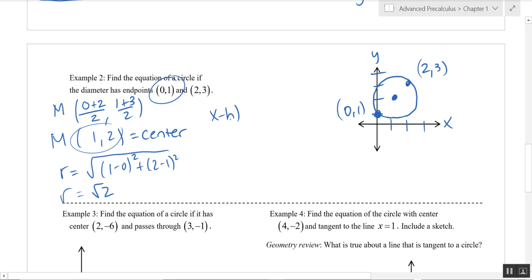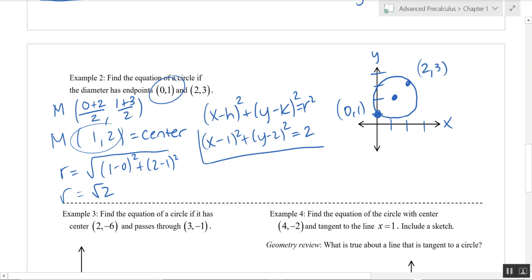Again, I'm just plugging it into the standard form of a circle. And what we get: x minus 1, quantity squared, plus y minus 2, quantity squared, is equal to root 2 squared, or 2. Make sure you square that radius. And that's the answer for example 2.